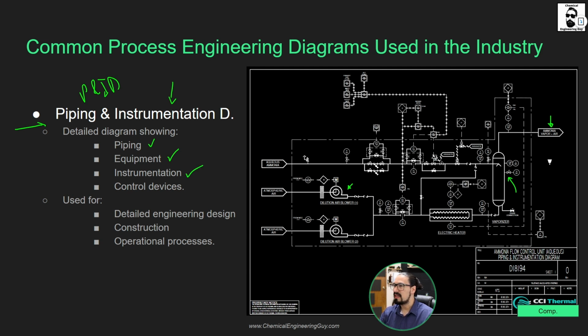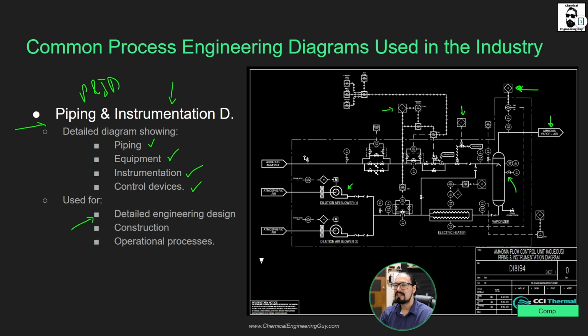Instrumentation: you can encounter sensors, maybe a level sensor, a temperature sensor, actuators, control devices, and so on. All these little squares, we're going to explore them later on, but these are very common to see in a piping and instrumentation diagram. When do we use these types of diagrams?